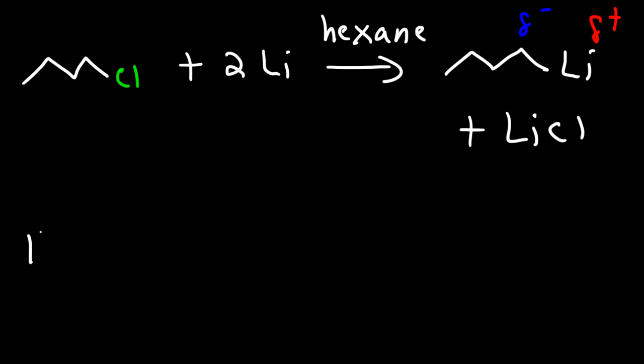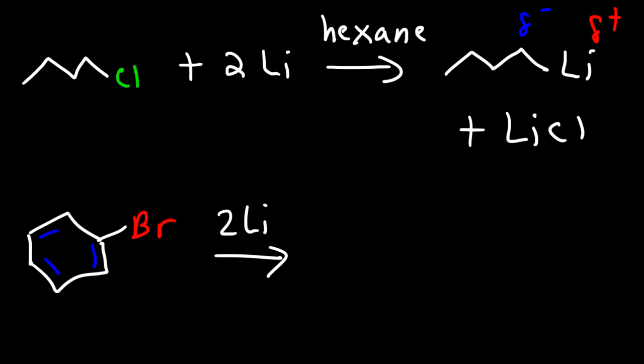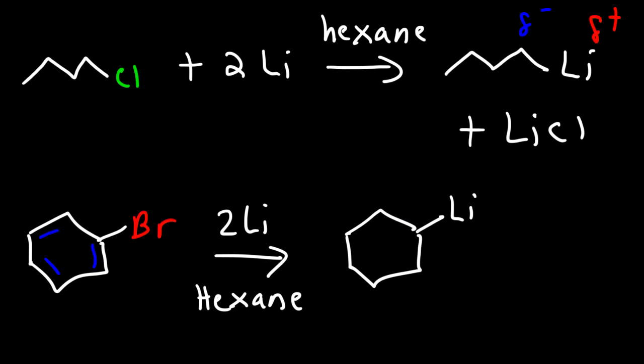Now we can prepare organolithium reagents using halides. So let's say we have bromobenzene and we decide to react it with two equivalents of lithium using pentane or even hexane. So we could turn this into phenyllithium, which looks like that. And as a side product, we're going to get lithium bromide. So that's how we can prepare organolithium reagents.